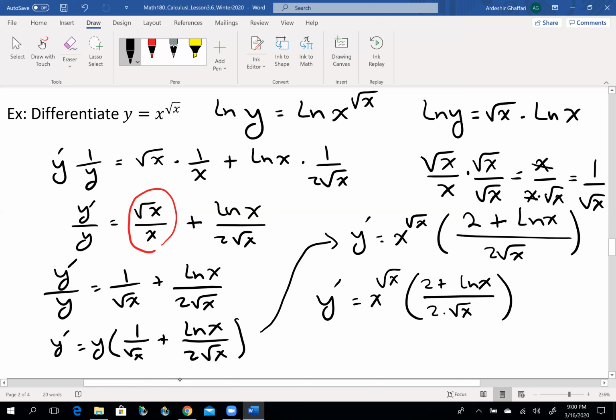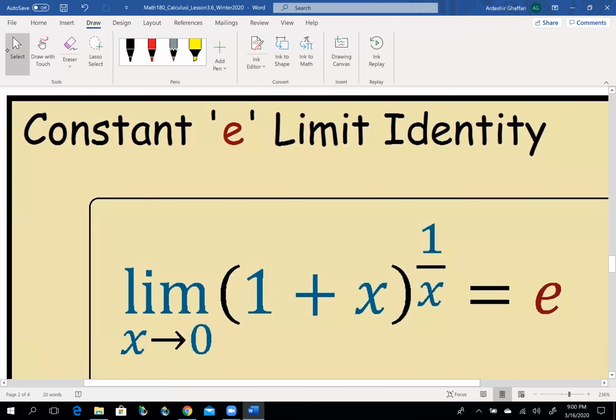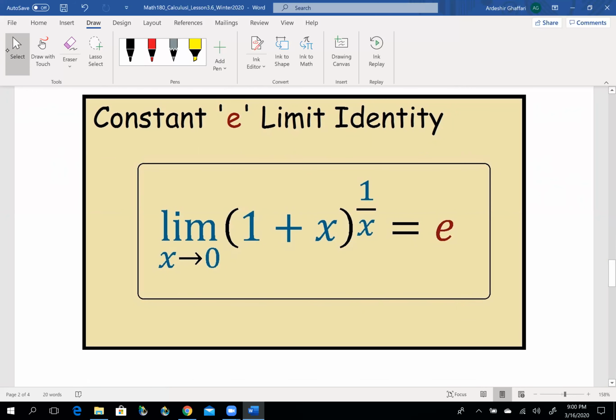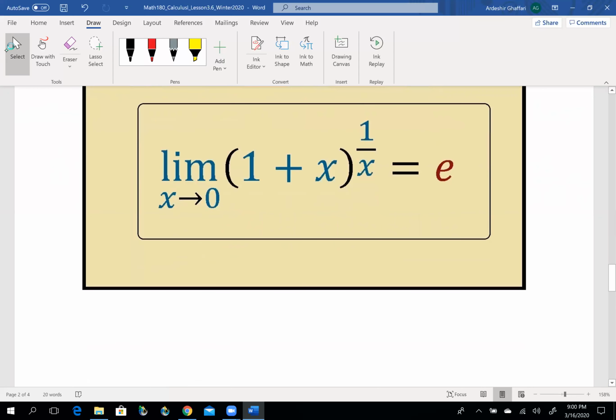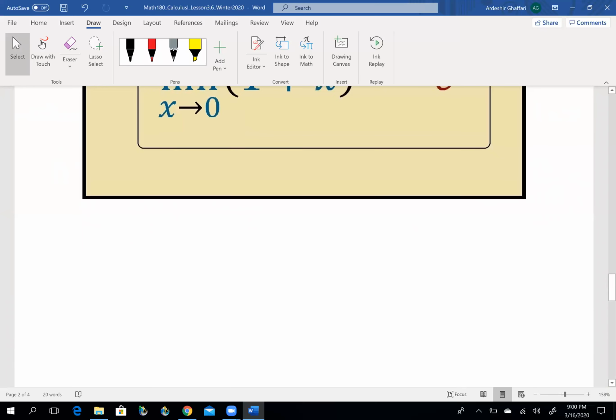Okay, so now let's look at this constant e limit identity, that the limit as x approaches 0 of (1 plus x) to the power of 1 over x is equal to e. So let's see where that comes from. Please watch me how I'm going to do this.